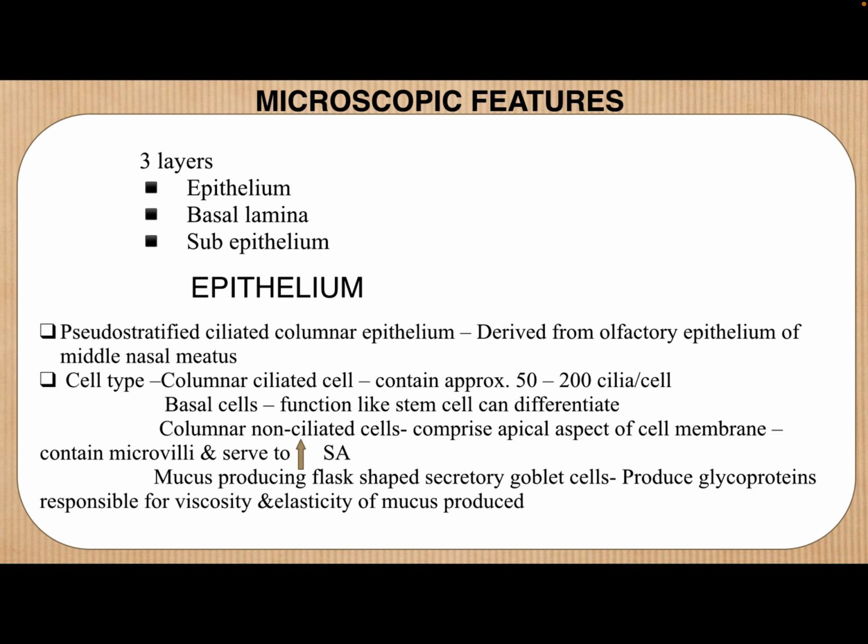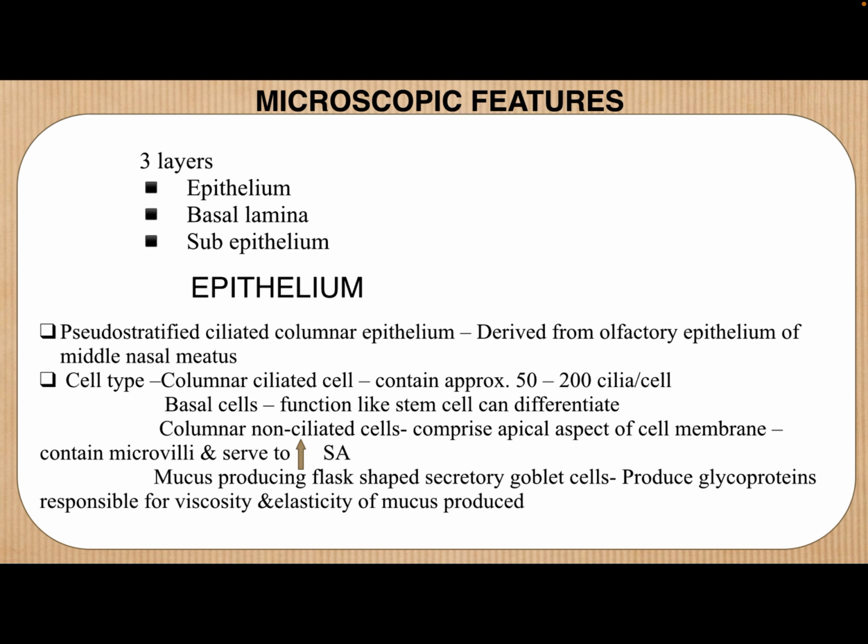So coming to our main topic, that is the microscopic features or the histology of the maxillary sinus. It consists mainly of three layers, that is epithelium, basal lamina, and subepithelium. First of all, epithelium. The epithelium is composed of pseudostratified ciliated columnar epithelium, which is derived from the olfactory epithelium of the middle nasal meatus.